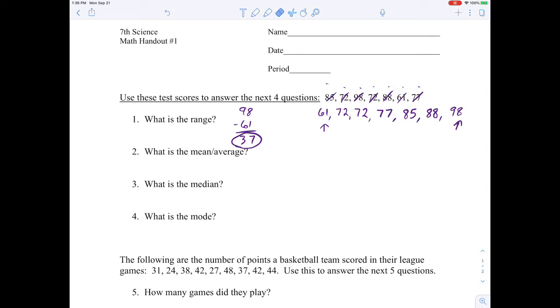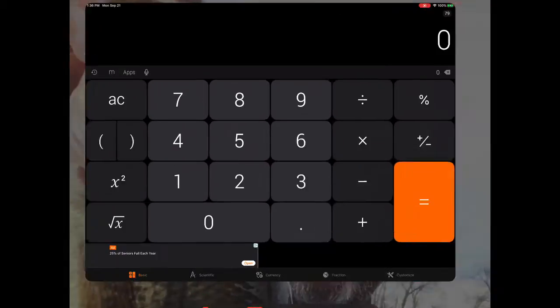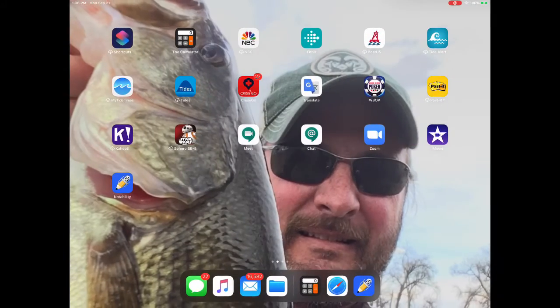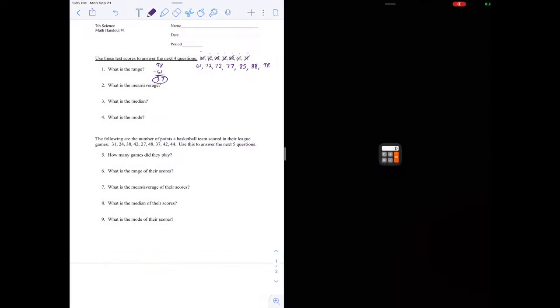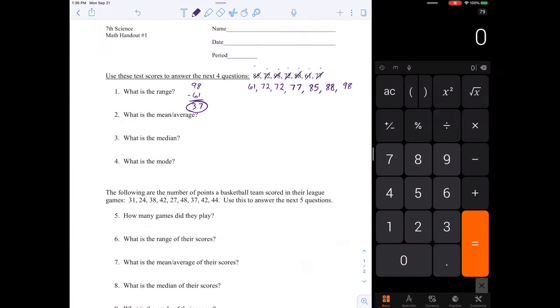Okay, number 2, mean or average. What did we say that was? Oh, that's the one where you add up all the measurements and just divide by the number of measurements. Okay, simple enough. I might want to get out Mr. Calculator if you're that kind of a person, if you prefer. So, add them up and divide by the number of measurements we had.